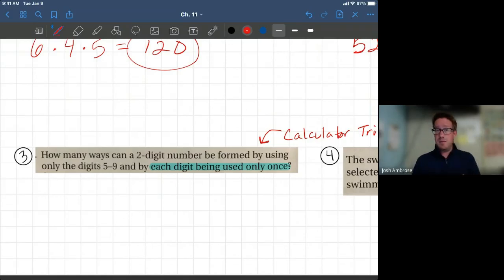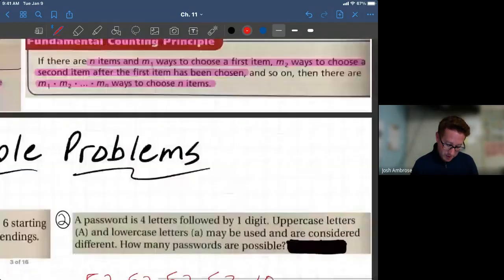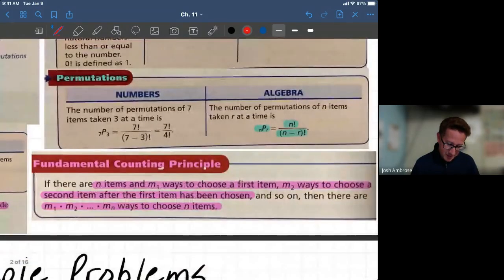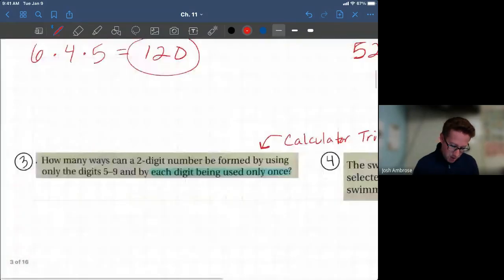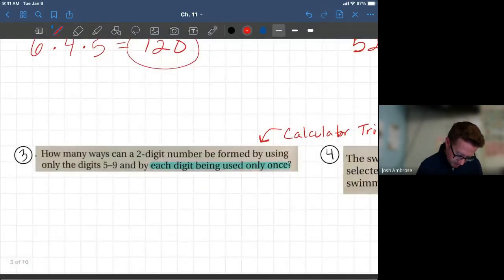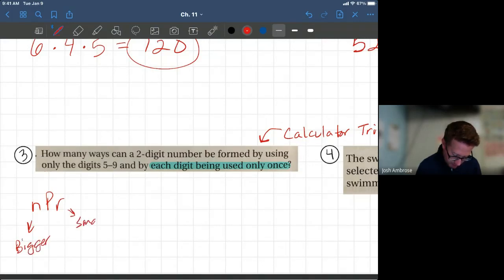Now that is them putting a restriction on the problem. And when they put a restriction on the problem, that is one way of determining that order matters. Order matters. And if order matters, we're looking at a permutation. And real quick, the permutation is going to be n permutation r. So let's write that. We have n permutation r. N is always the bigger number, and r is always the smaller number.